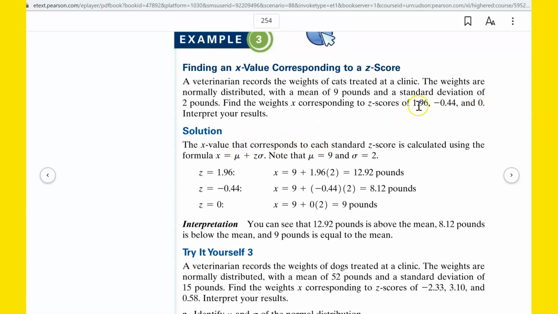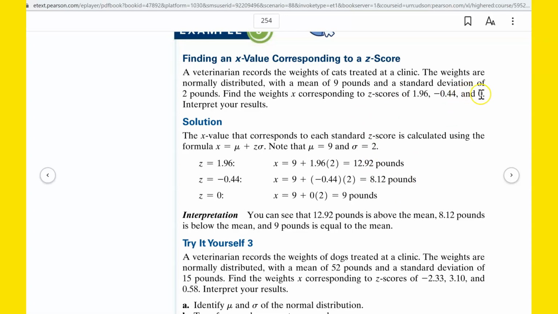So you just do 1.96 times sigma, which is 2, plus the mean, which is 9. And that gives you 12.92. And that's what you do for each of those. And that's nothing to it.